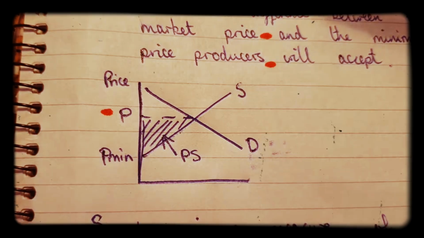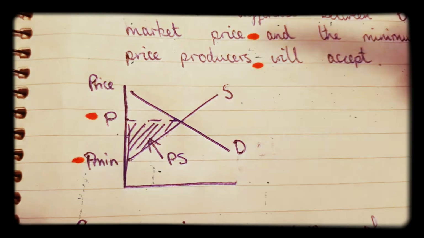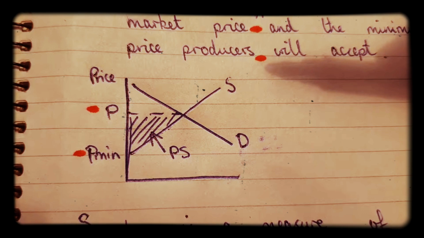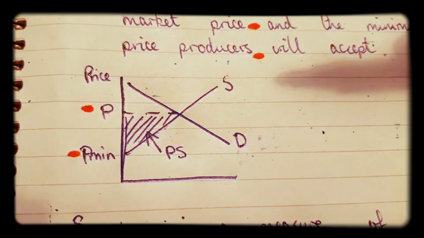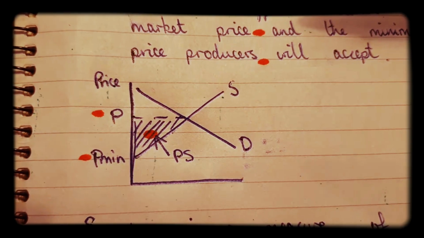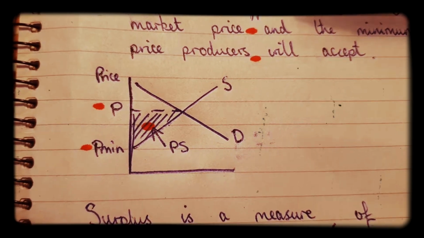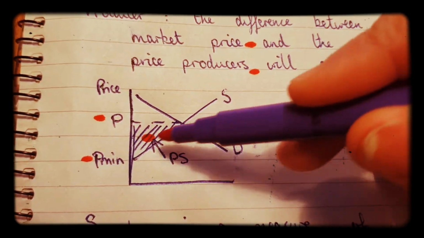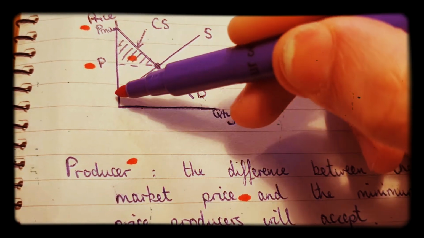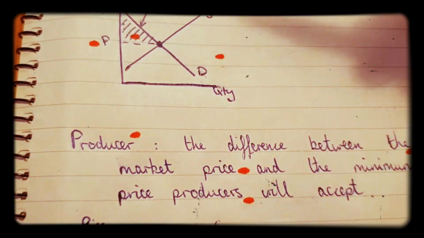Here is where the market is in equilibrium, so that's the market price, and that there is the minimum price that producers will accept, because that's the bottom of the supply curve. Okay, and the area above the supply curve up to the market price, so this shaded triangle here, is the producer surplus. Okay, so if you add the producer surplus and the consumer surplus, you get the total area underneath the demand curve and above the supply curve, this big triangle here.